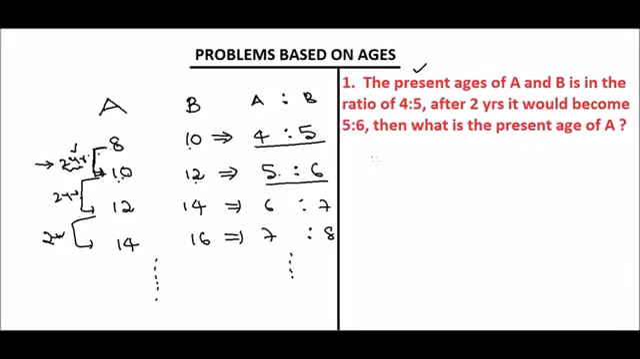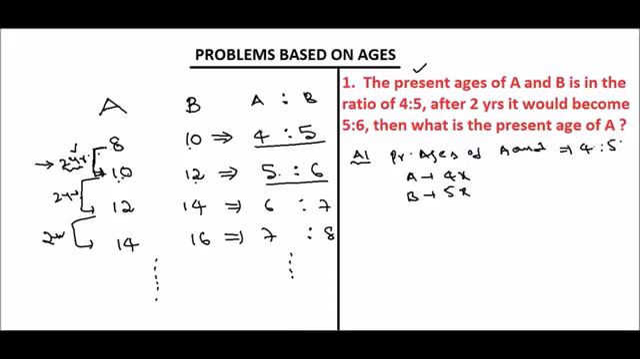Now, how to go for this mathematically? We can use algebra. I'll give you fantastic shortcuts for this type of problem, but before that, learn the concept first. The present ages of A and B are in the ratio 4:5. Since this is a 4:5 ratio, I'm taking A's present age as 4x and B's present age as 5x.